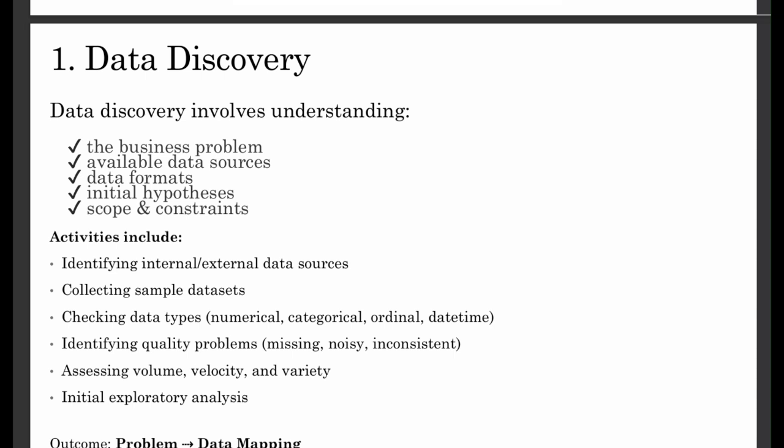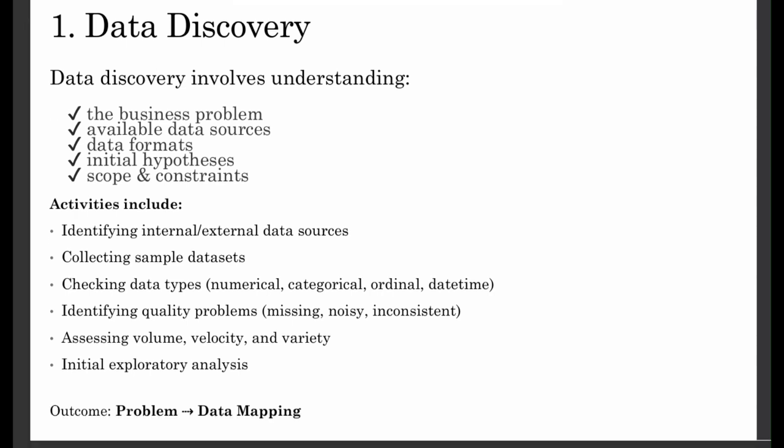The specific activities in data discovery include identifying internal and external sources, collecting sample data sets to understand what you are working with, checking data types: is the data numerical, categorical, ordinal, or date time, identifying quality problems: is the data missing, noisy, or inconsistent, assessing the 3 V's of big data: volume, how much, velocity, how fast, and variety, what kinds, and conducting an initial exploratory analysis. The outcome of data discovery is a clear problem to data mapping. You know exactly what problem you are solving and exactly what data you have to work with.